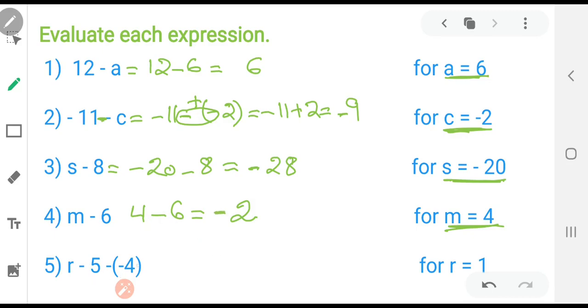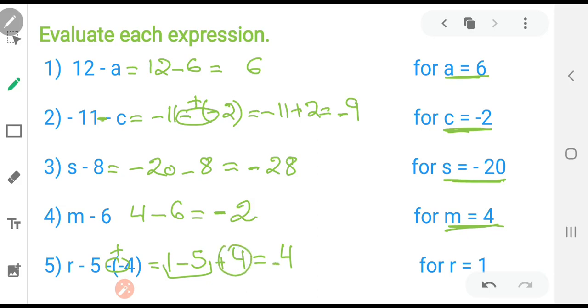Now over here, I have 3 numbers, which is okay. I have r equals 1. So I will replace the r by 1. So 1 minus 5 minus minus 4 will be plus 4. Now I will start with the first two. Plus 1 minus 5. Different signs. Find the difference. It's a 4. Since 5 is greater than 1, its sign is negative. So this is a negative 4.